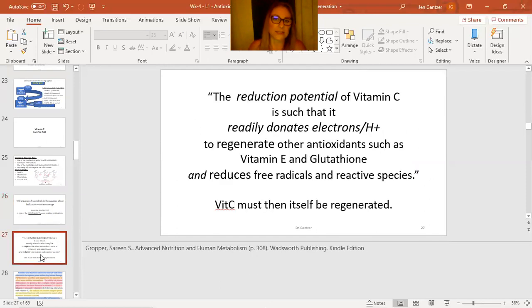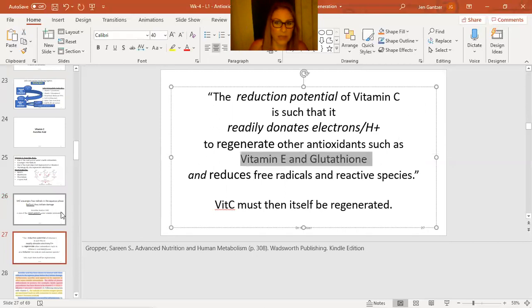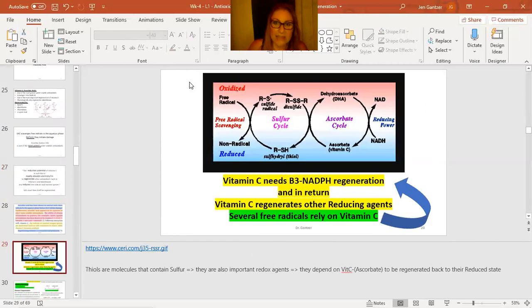Okay, so let's see. Vitamin E, glutathione, very important. And they will react and react, so you'll see that they recycle and regenerate each other. There's a couple other cool pictures. So the key concept here is the redox reaction of our antioxidants. Well, we're going to learn the sulfur cycle in just a second.